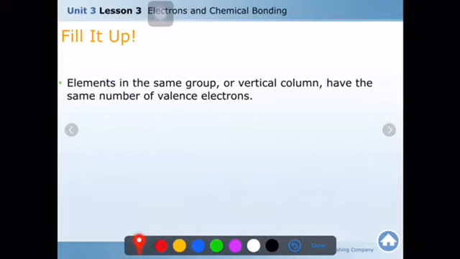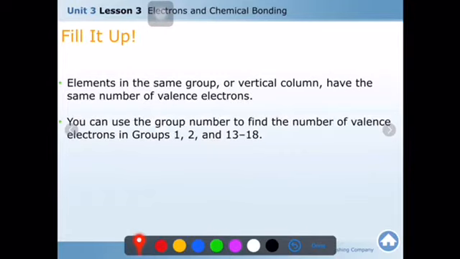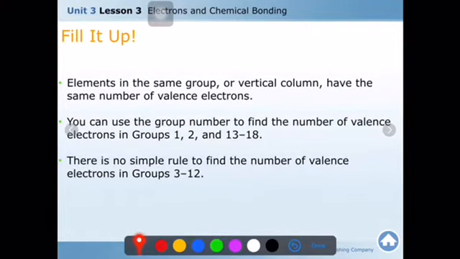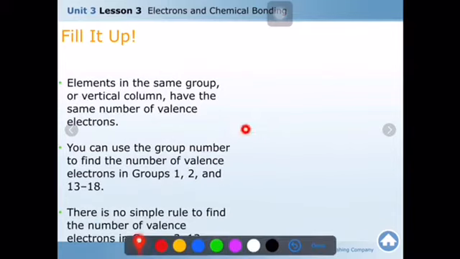As you see, different types of atoms can come together to make a molecule. Here, elements in the same group or vertical column have the same number of valence electrons. I explained this before. You can use the group number to find the number of valence electrons in groups 1, 2, and 13 to 18.